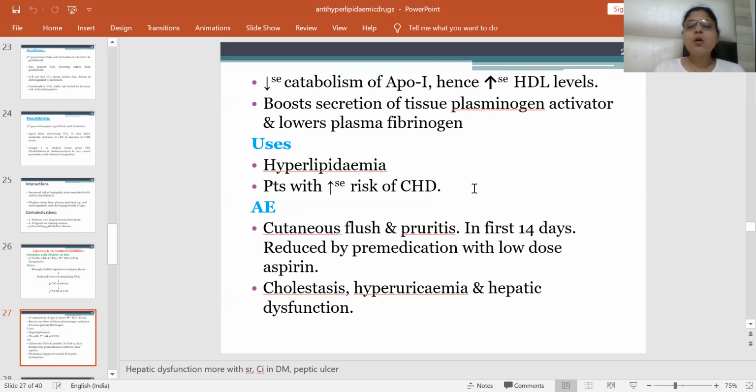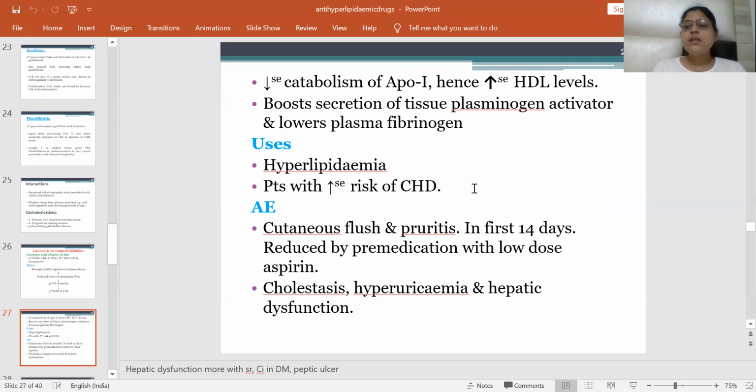It decreases the catabolism of the APO A1, hence increases the HDL levels, boosts secretion of tissue plasminogen activator, and hence lowers plasma fibrinogen. It also lowers the plasma fibrinogen. It is used in hyperlipidemia and in patients with increased risk of CHD, that is coronary heart disease.